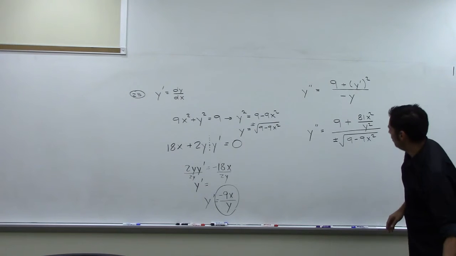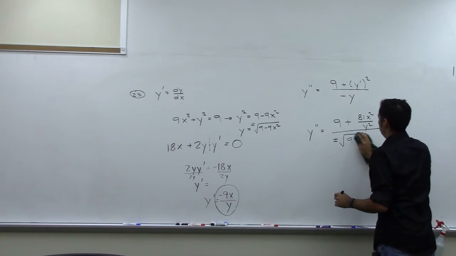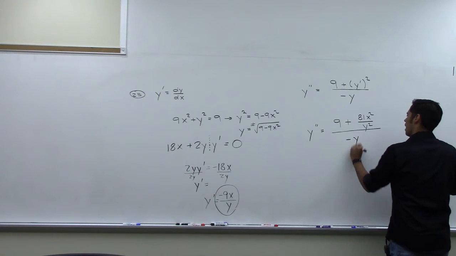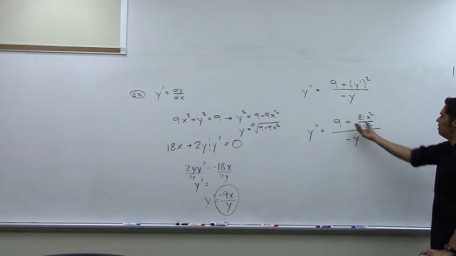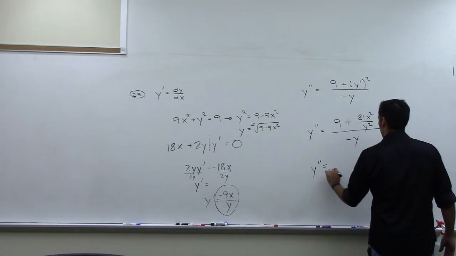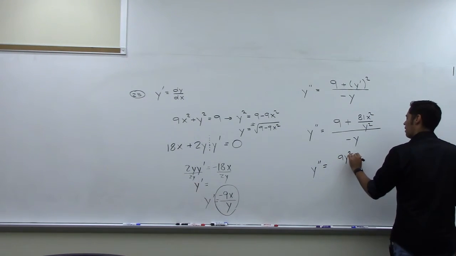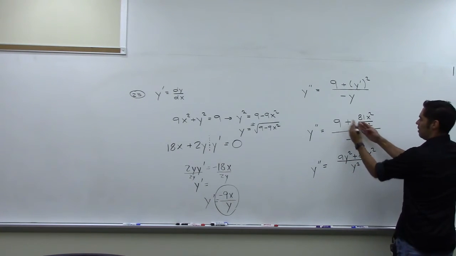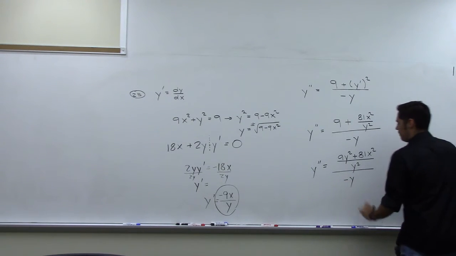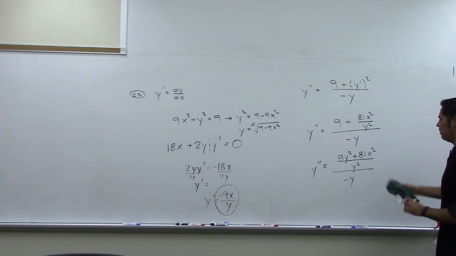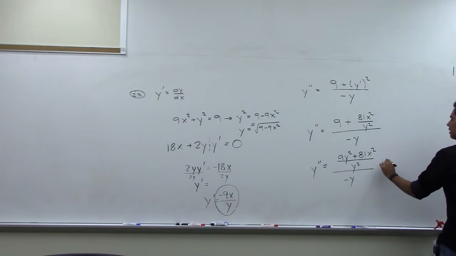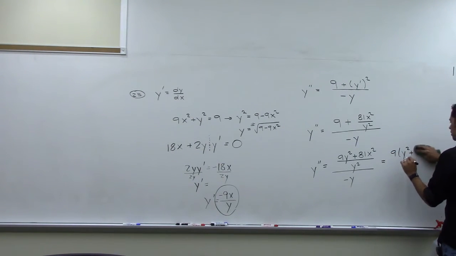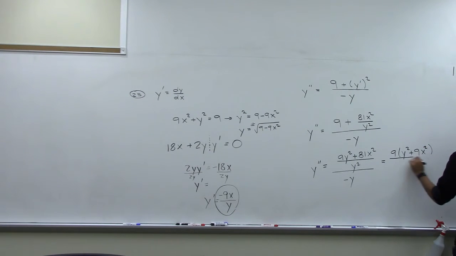Okay, let's do this. Let's not replace this y. Let's just leave this as negative y, like that. Now let's get a common denominator on the top. This is going to be 9y squared plus 81x squared over y squared. That's a common denominator on top right there. Then all of this over negative y. And then notice on the top, if I factor out a 9, this will be 9, and then it'll be y squared plus 9x squared, over y squared, and then all of that over negative y.